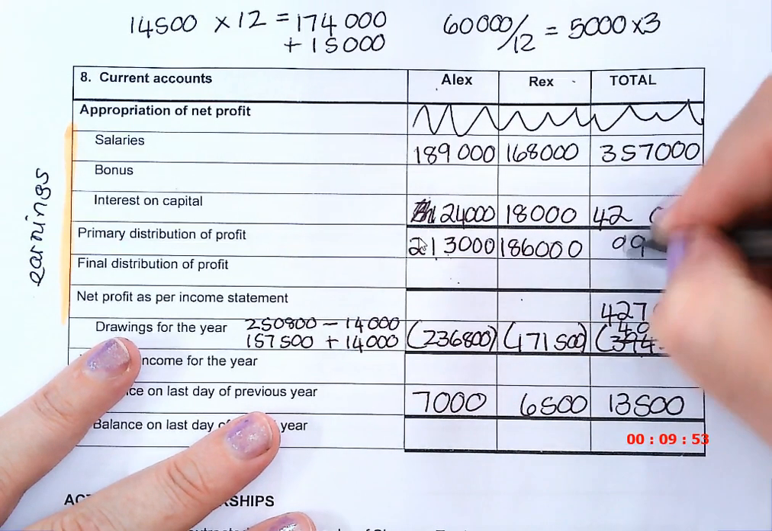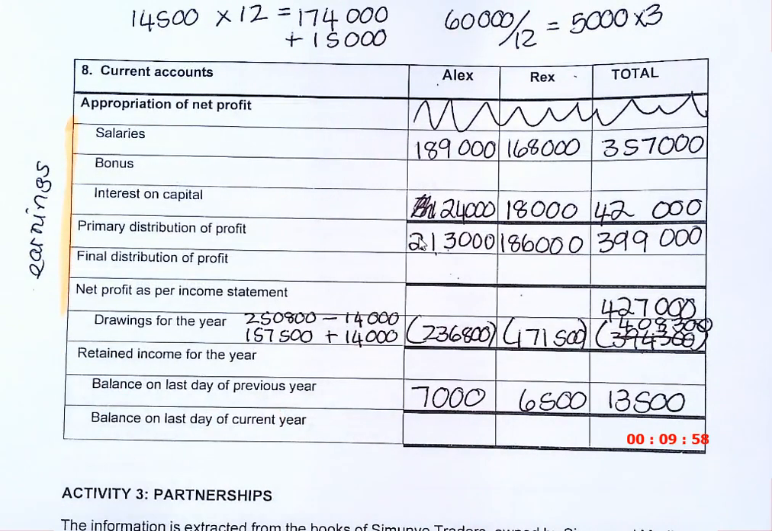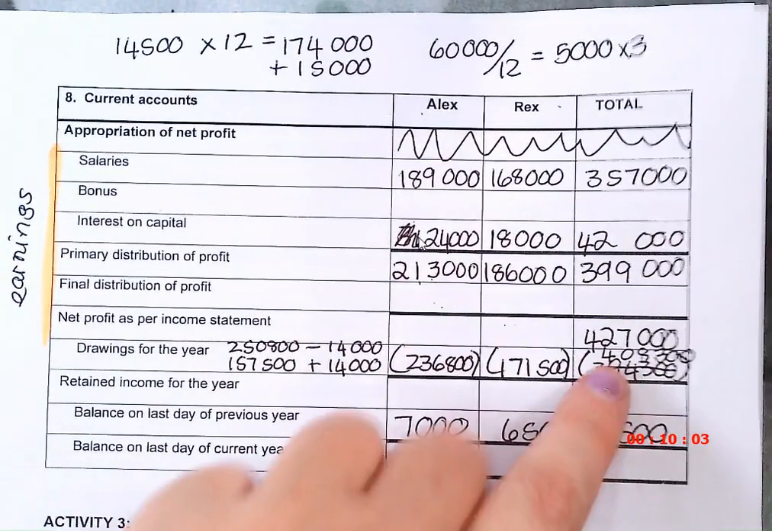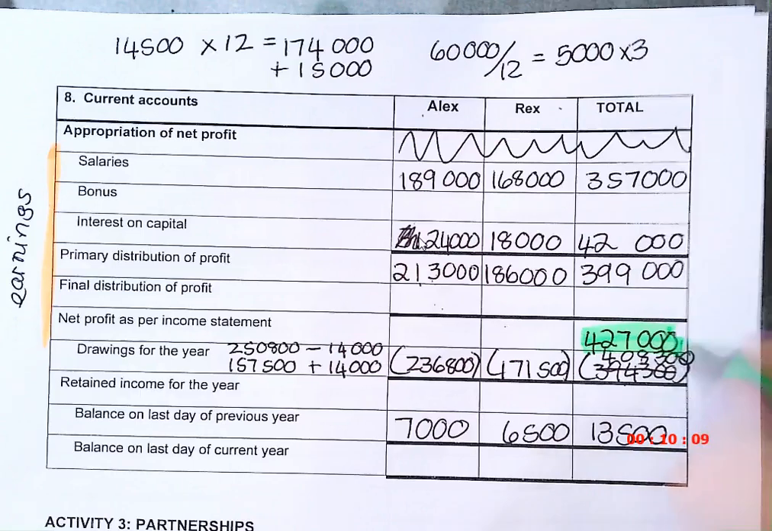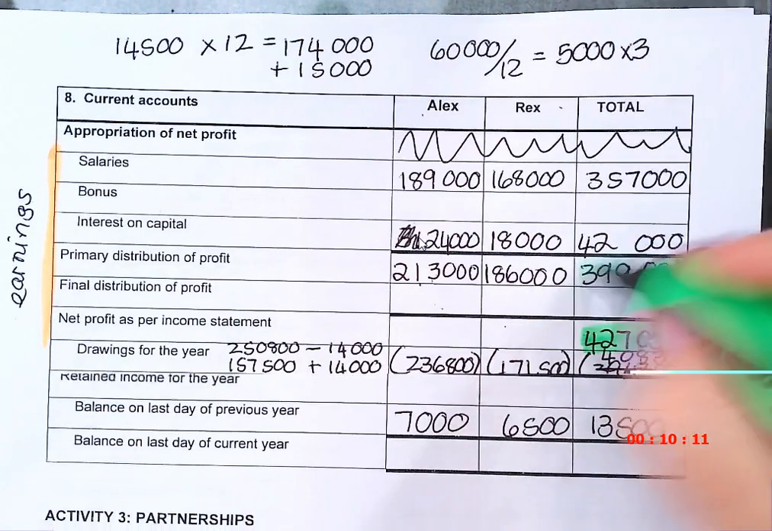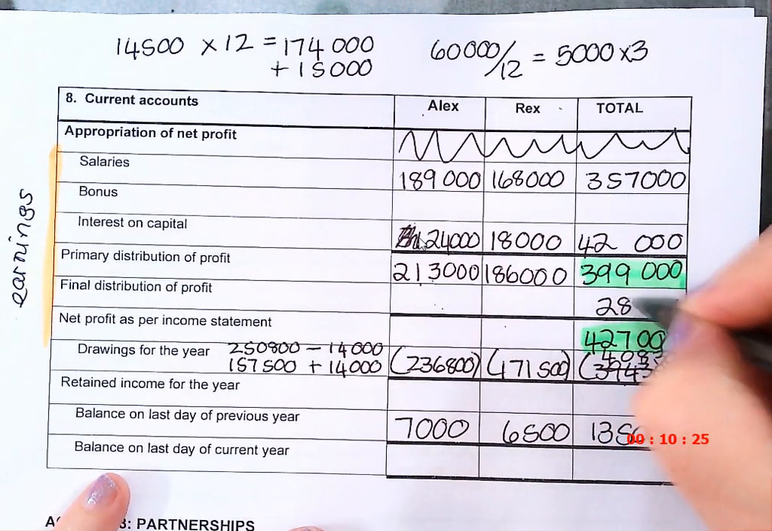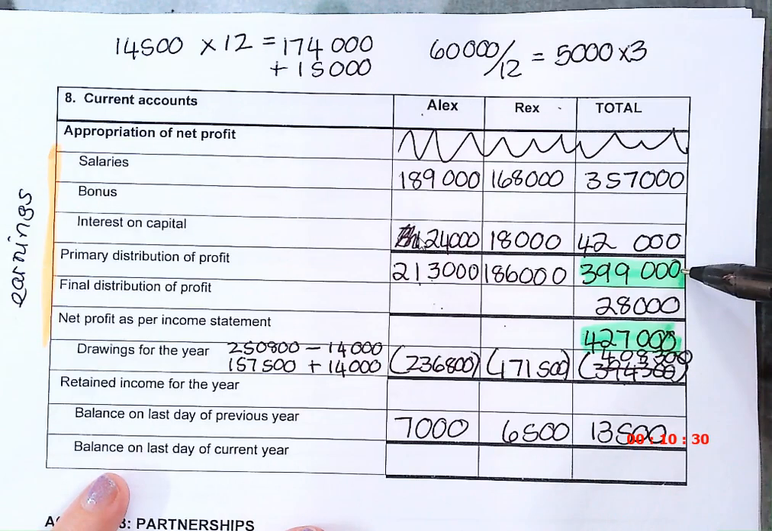So what I can see now is my profit, let me highlight it. My profit is 427. I already allocated or appropriated 399. So what haven't I appropriated? What do I have left? 28. Can everybody see that I got the 28 by saying 427 less 399?